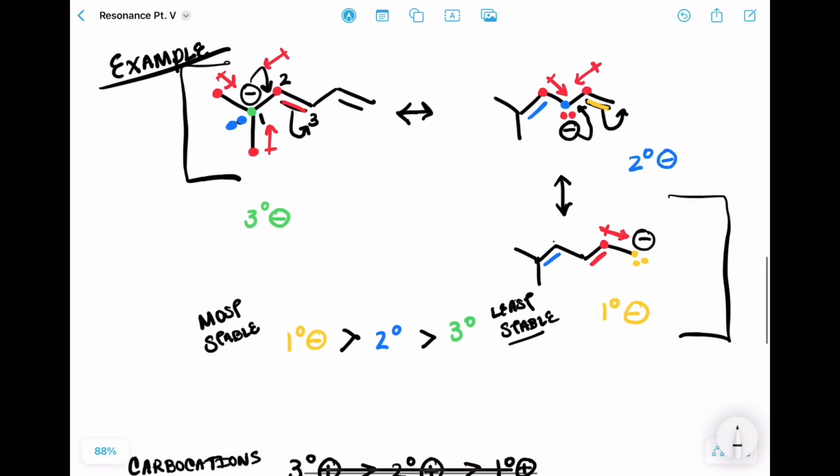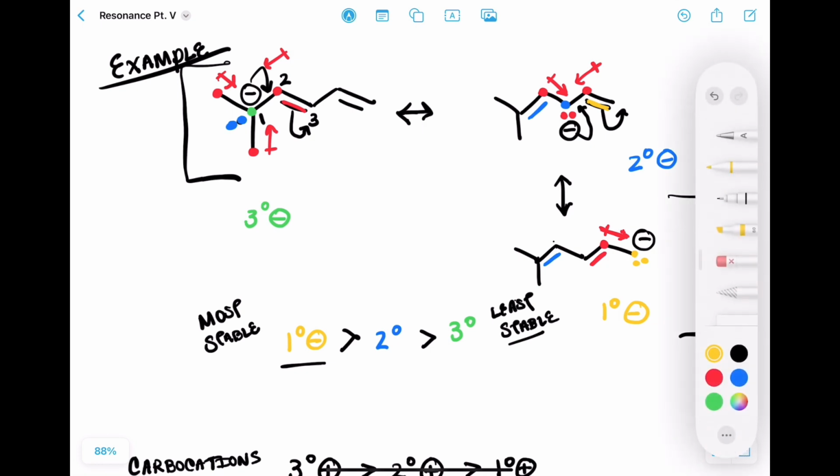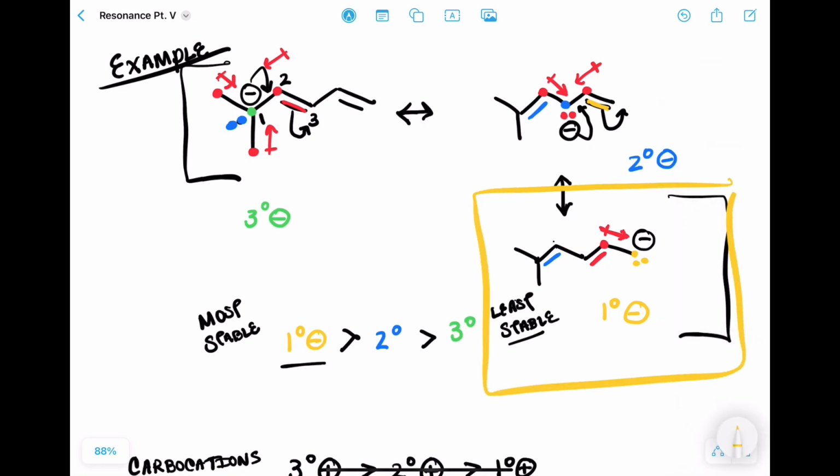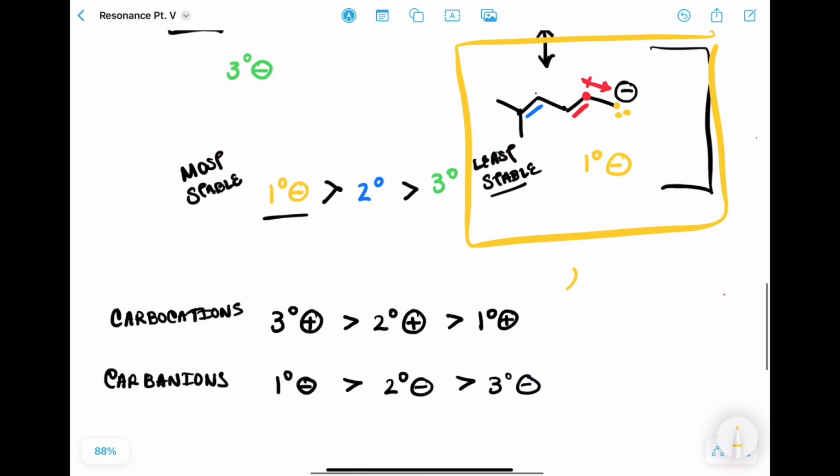Right, and so if we go to these three structures, based off of that, we know that the primary carbanion is most stable, so this is going to be the major resonance contributor. Right, and so that becomes super important. Why? Because when we draw our resonance structures, we'll know which one is contributing more, and these are high-yield questions that are asked of you again and again. And so it's super important for you to have that down.